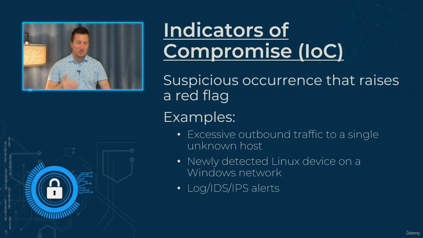Now, examples of suspicious activity could trigger either physical people, human beings, to respond, or it could be an automated response. Examples of what might trigger that would be excessive inbound or outbound traffic to unknown hosts, maybe newly detected devices on the network that normally shouldn't be there. If we're a Windows shop, why are there Linux devices on the network when they weren't deployed by the IT department? Or, of course, as we said, alerts that come in from intrusion detection and prevention systems.